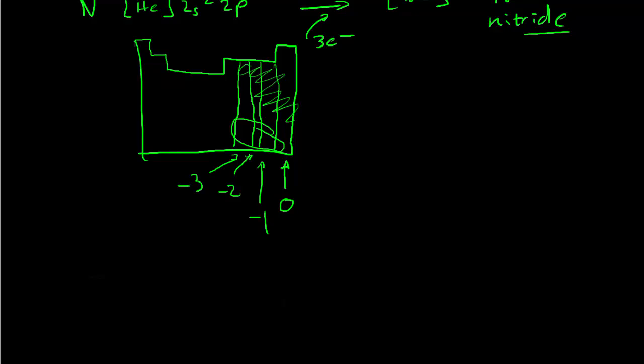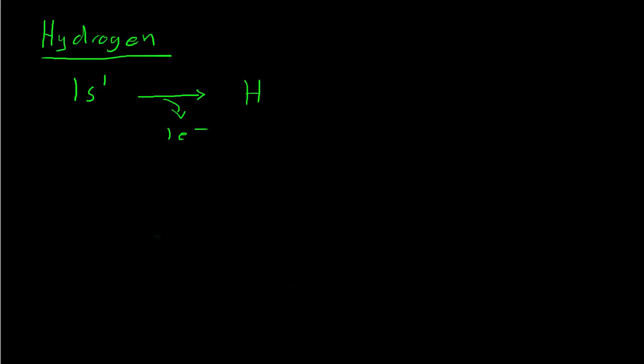Let's look at one special case, and that special case is hydrogen. Hydrogen, as we know, has a 1s1 configuration. So you might guess, like some of the other s1 configurations that we've seen, that hydrogen could lose 1 electron and become H+. That would be 1s0, so an atom that actually has no electrons. So it's simply a bare proton.